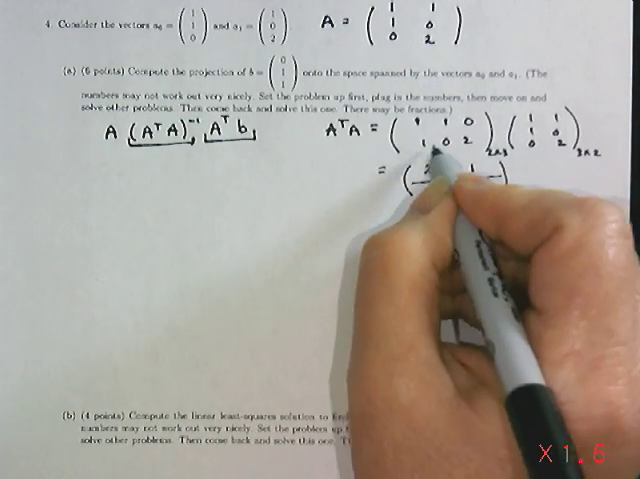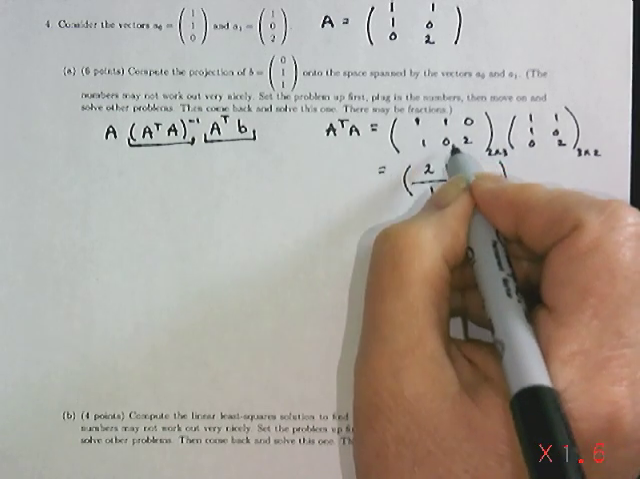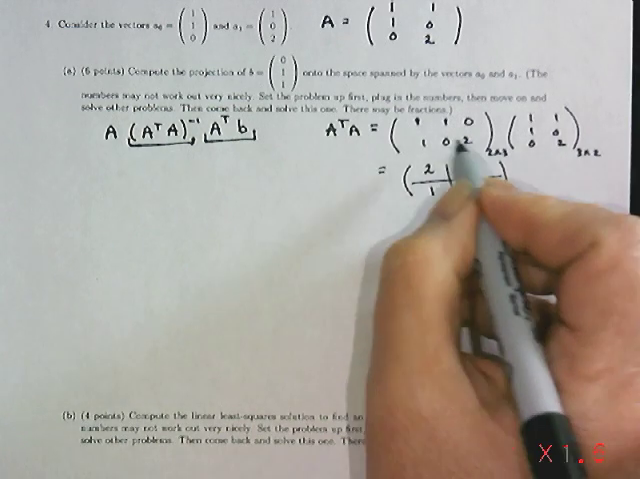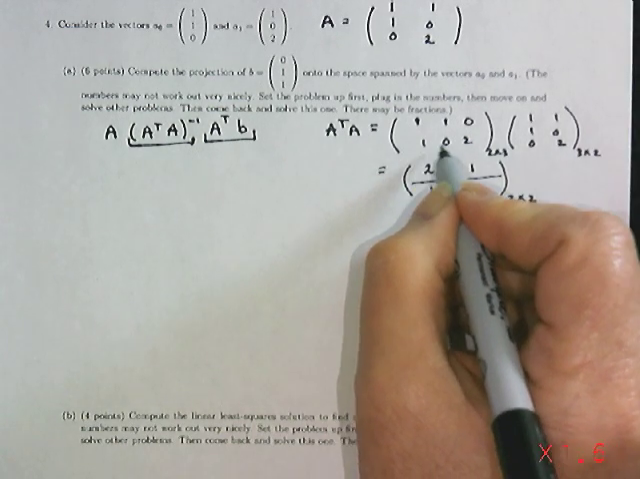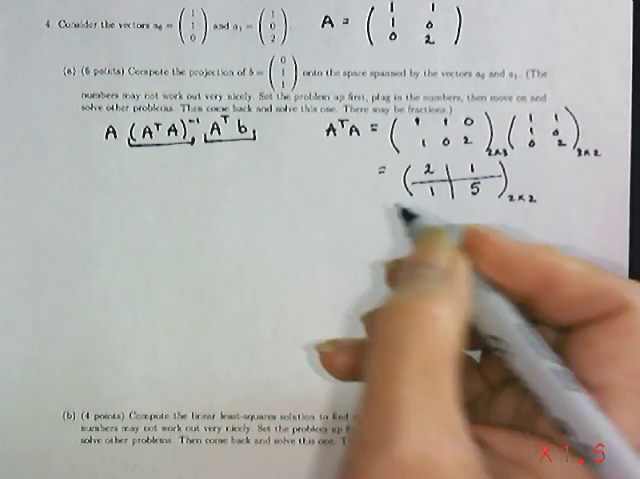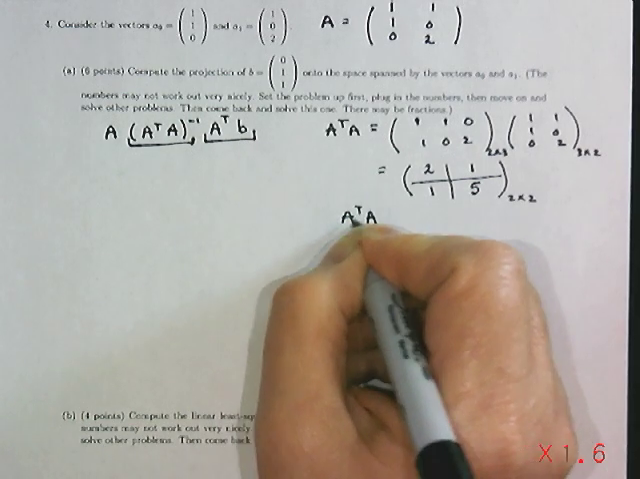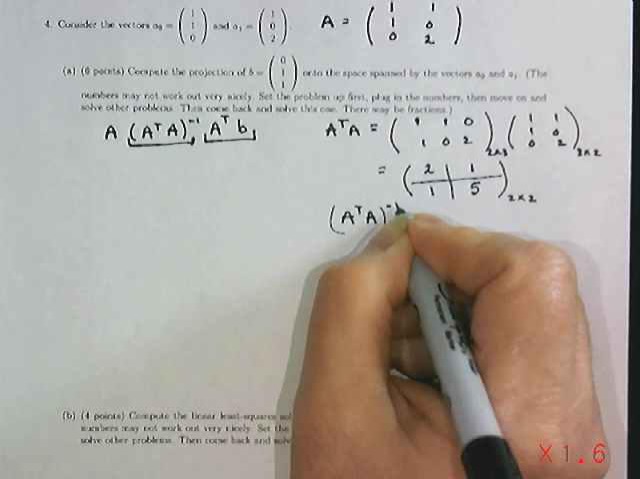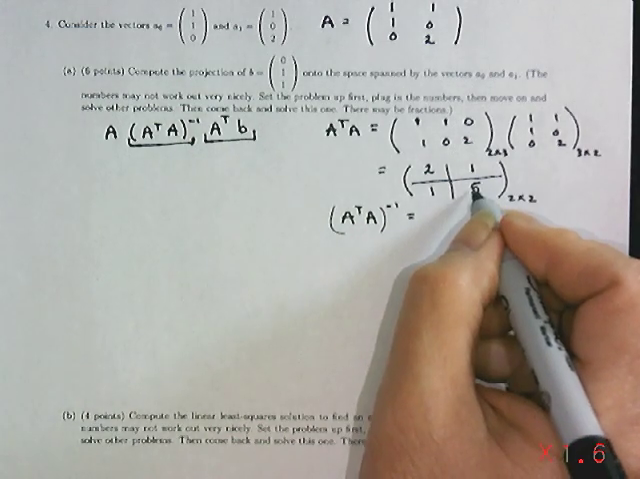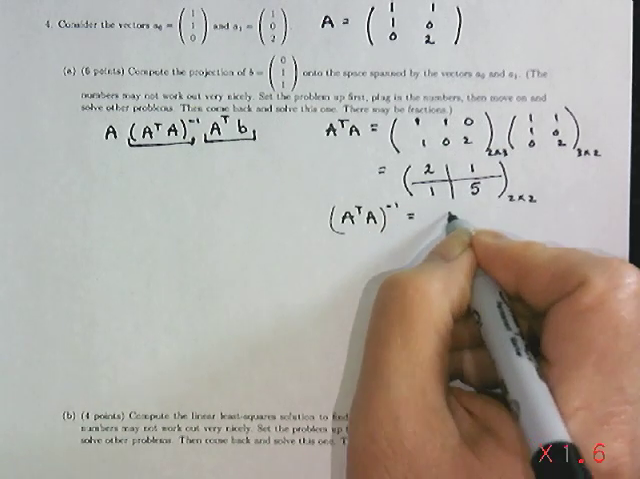This will be the second row times the first column, which again is going to turn out to be 1 times 0 plus 0 times 1 plus 2 times 0, which is 1. And then the last entry here is going to be 1 squared plus 0 squared plus 2 squared, which is 5. Last problem, we found the inverse of a 2 by 2, first by finding the determinant. And the determinant for this is going to be 2 times 5 minus 1 times 1, which is 9.